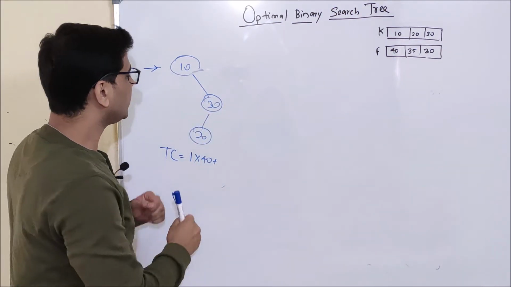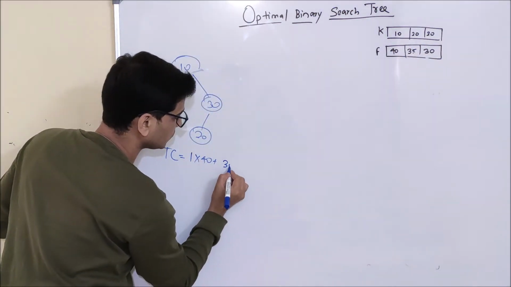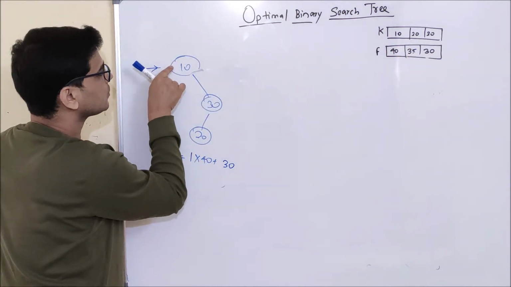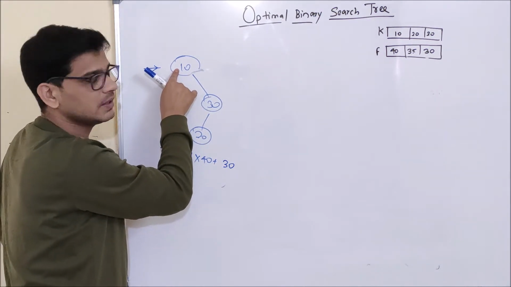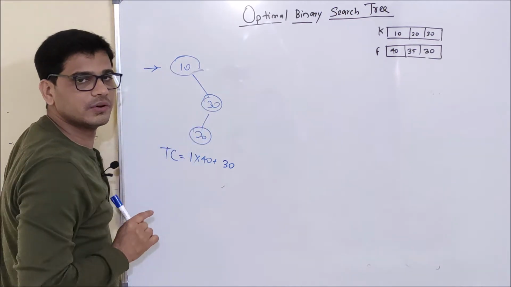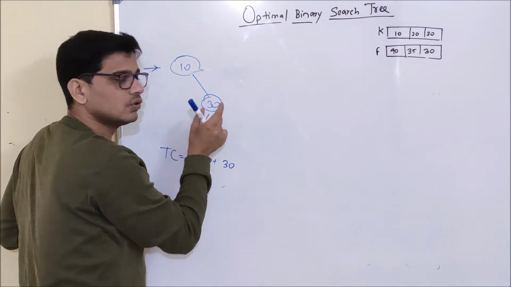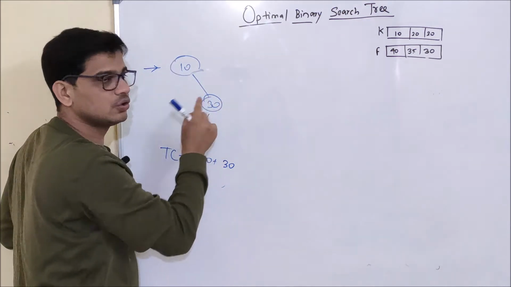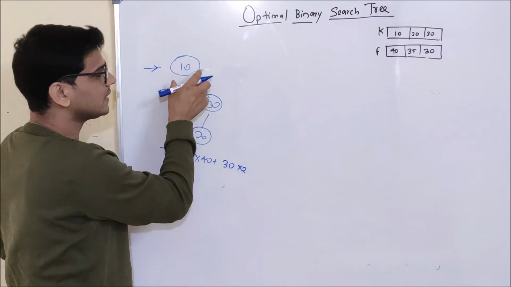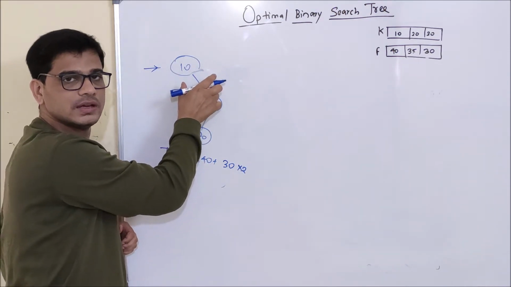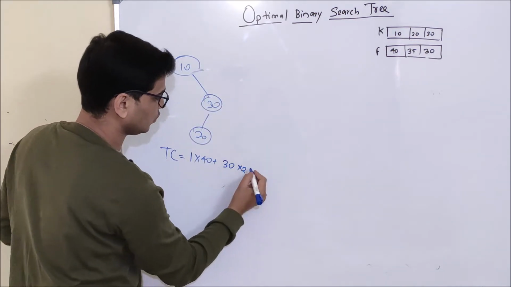Now what will be the search cost of 30? You are searching for 30, 30 times. First you will check whether this is 30 or not, and you will find that it is not 30. As 30 is greater than 10, you will come to the right subtree and check again. Now you can see it is 30. So you are basically giving it 2 tries, that is, you are checking it 2 times. So 30 into 2.